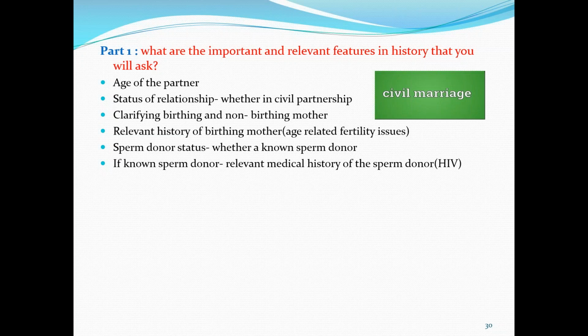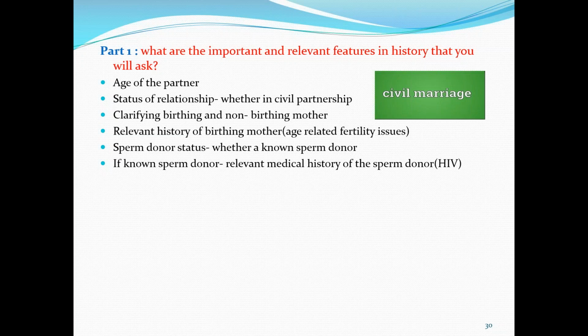But if the couple doesn't decide who will be the birthing mother, you can help them in deciding after taking a history of both of them, and you can counsel them that it will be better for the birthing mother to be the one who is medically fit, who is younger in age, who doesn't have any problem with her fertility. But if they decide so, go through the fertility history for this birthing mother only.